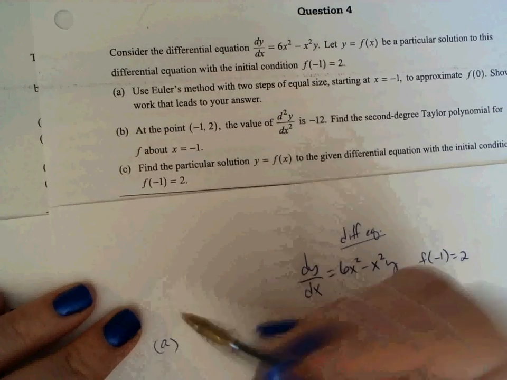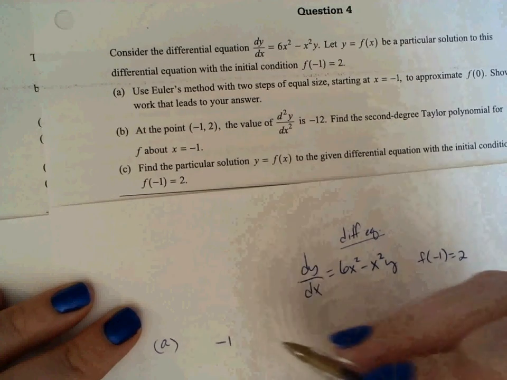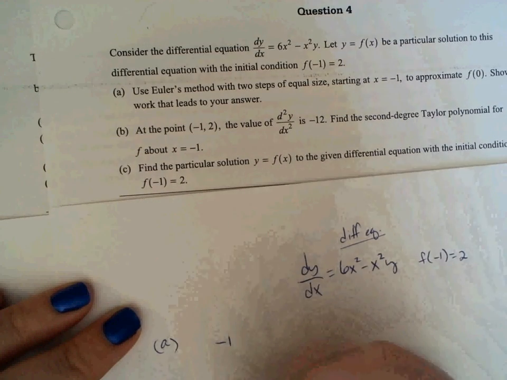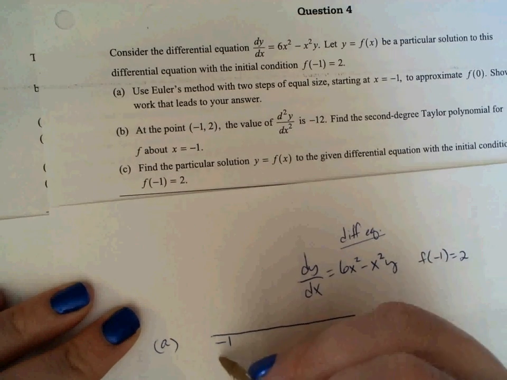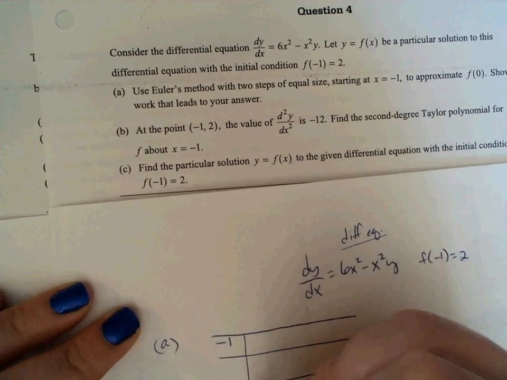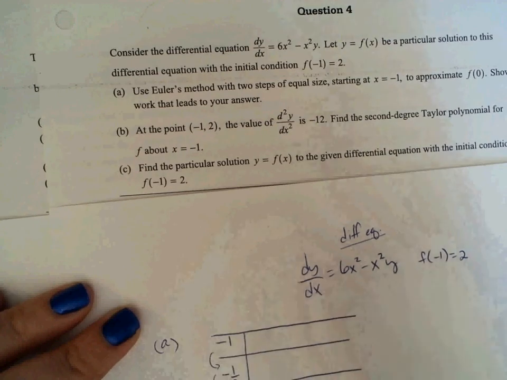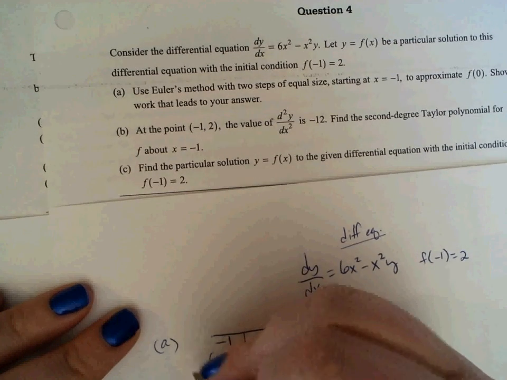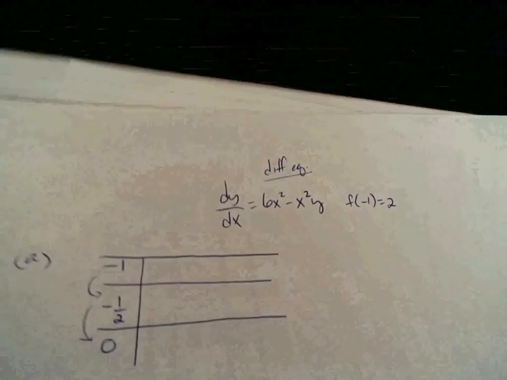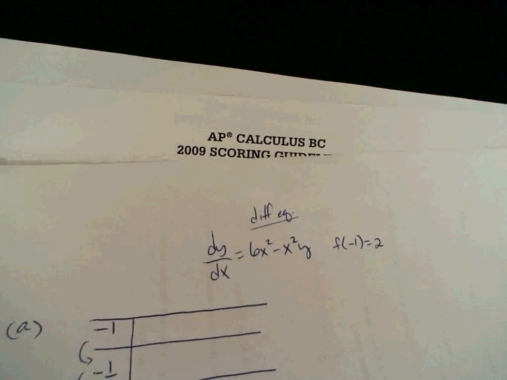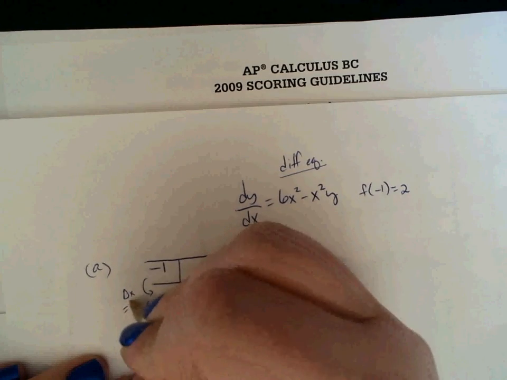So A, use Euler's method with 2 steps of equal size starting at negative 1 to approximate f of 0. Okay, use 2 steps of equal size, so that means the change in x is, I think we're going to go ahead and say the change in x is 1/2 because we're going forward 1/2. Yeah, I think so. Say delta x equals 1/2.